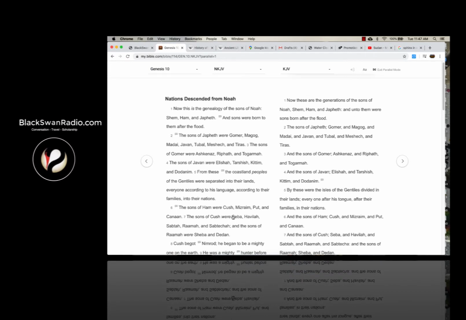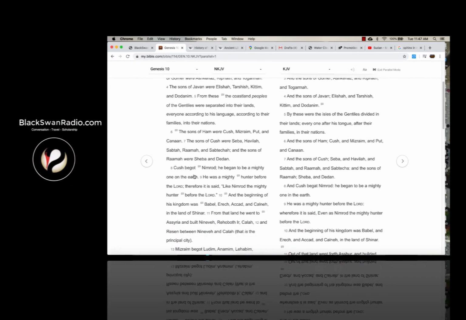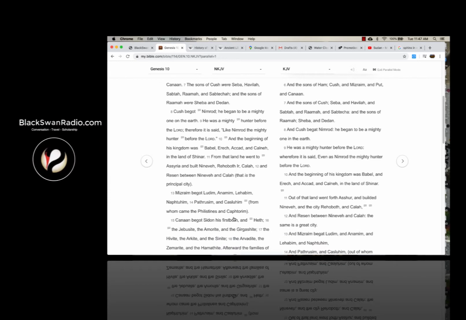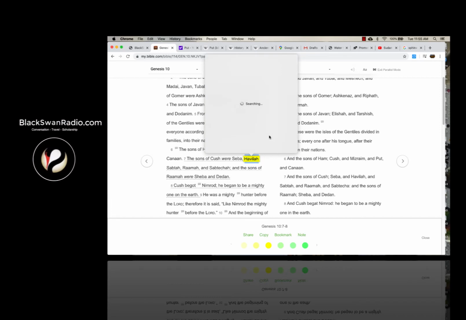Okay, so it says right here, let's go to Havilah, a son of Cush. Havilah is referred to in the Bible as a land and a people in several books. One is mentioned in Genesis 2:10-11, which is where we're analyzing, while the other is thought to be in Africa and mentioned in Genesis 10:7.